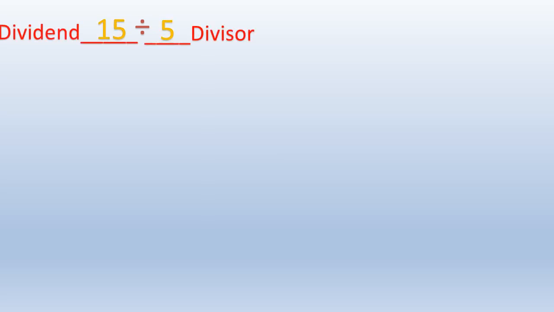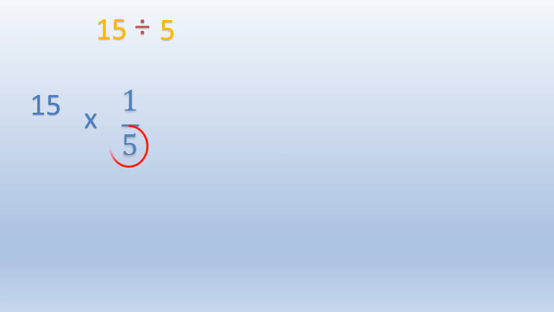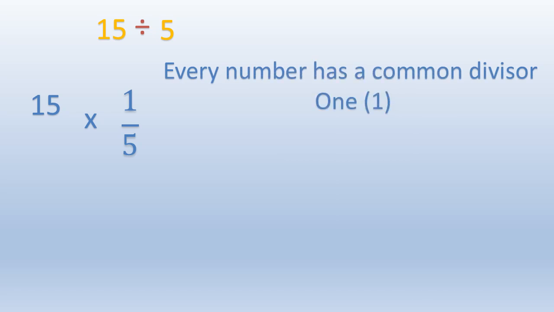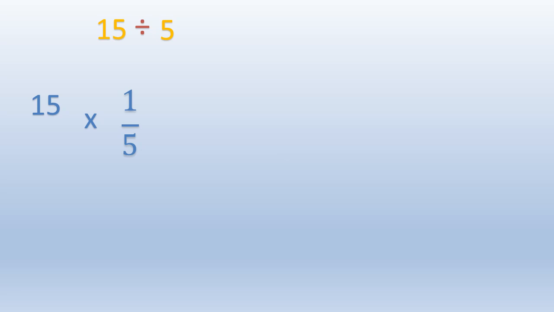Now, dear friends, see here we shall change the division sign into multiplication. When we change the sign, the divisor must be inverted. Now we have 15 multiplied by 1 by 5, which is a fraction. We must know that every number has a common divisor, which is 1. So here 15 has the divisor 1. Now you can see that both numbers are in fraction.